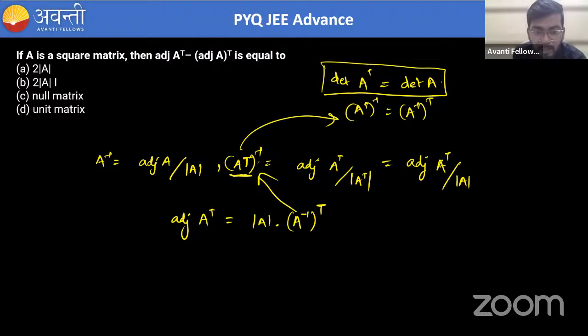Okay. So I'll get the value of adjoint of A transpose as determinant of A into A inverse transpose. Right? So now from this thing, can I write this as determinant of A into, I can write A inverse as adjoint of A upon determinant of A, right?